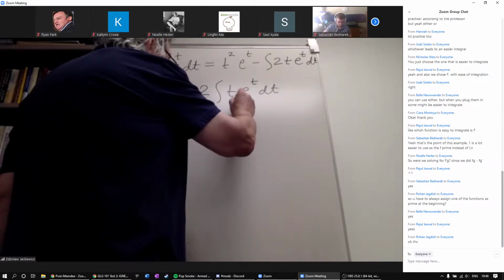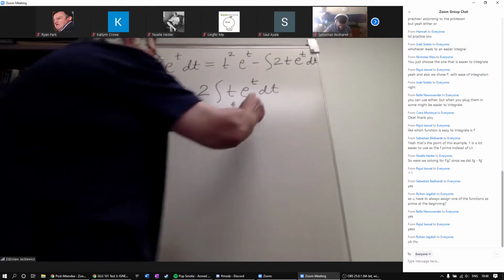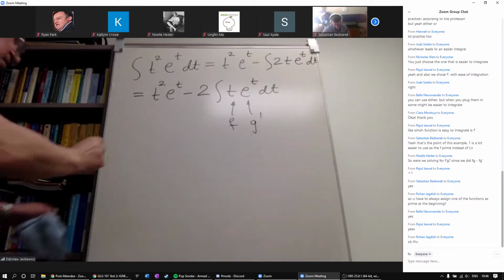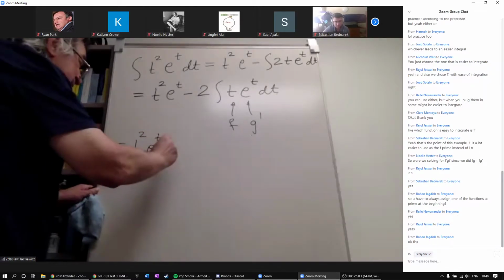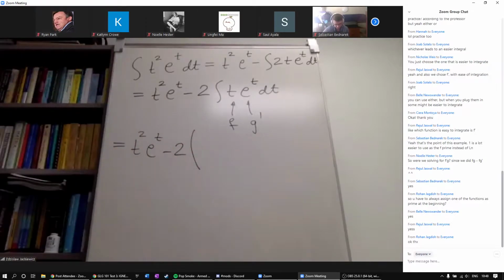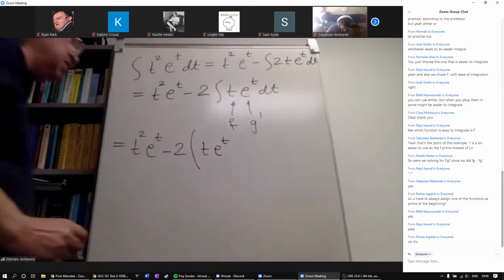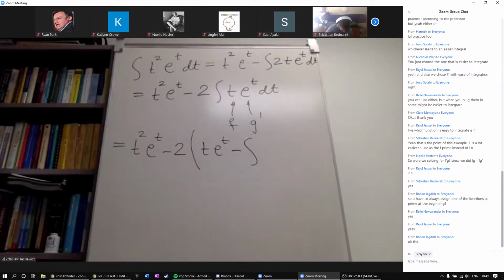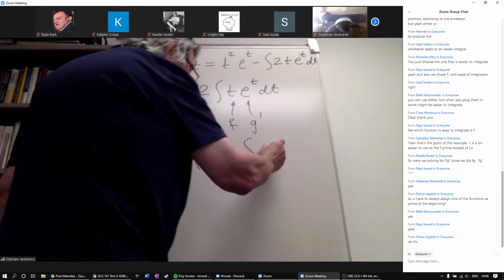So again, f, and this is g prime. So that's equal to t squared e to the power t minus 2, again, fg. Well, fg is t e to the power t. That's fg minus integral f prime g. f prime is 1, and g is e to the power t.